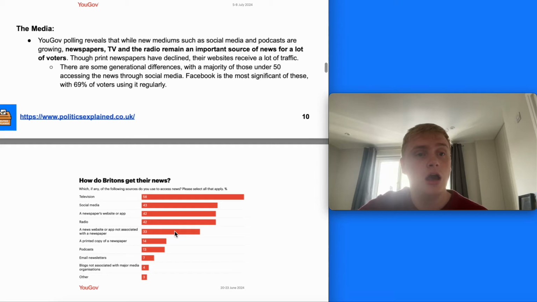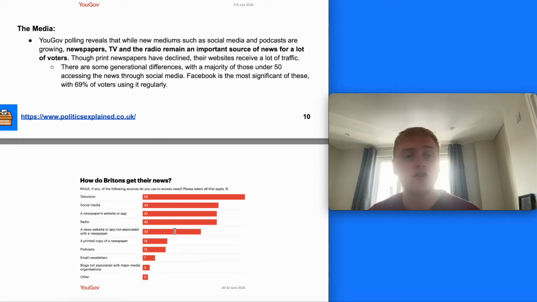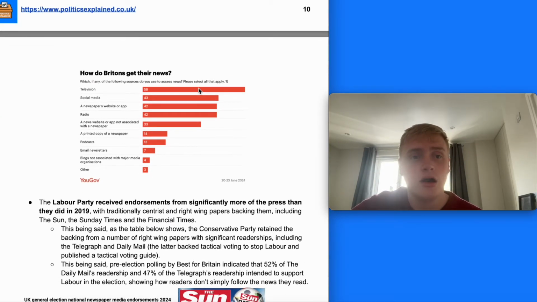When we look at the media, YouGov polling really reveals that while new mediums such as social media and podcasts are growing, newspapers, TV and the radio remain an important source of news for a lot of voters. Though print newspapers have declined, their websites receive a lot of traffic. There are some general relational differences though, of course, the majority of those under 50 accessing the news through social media, Facebook being the most significant of these, with 69% of voters using it regularly. So how do Britons get their news? 58% from television, 43% from social media. Of course, these aren't exclusive.